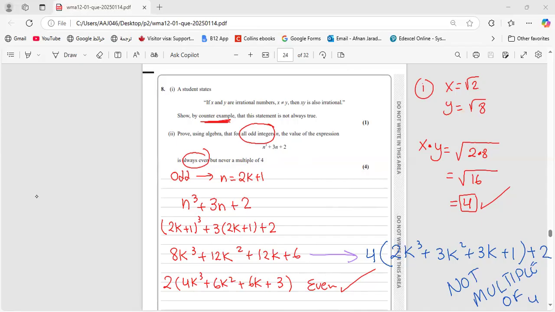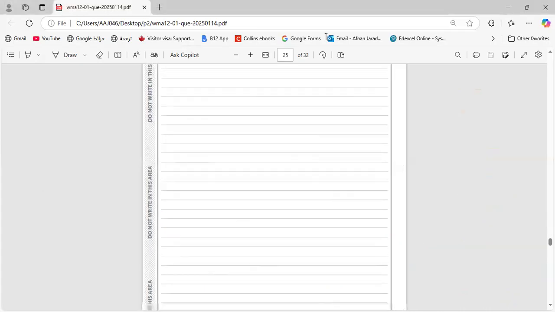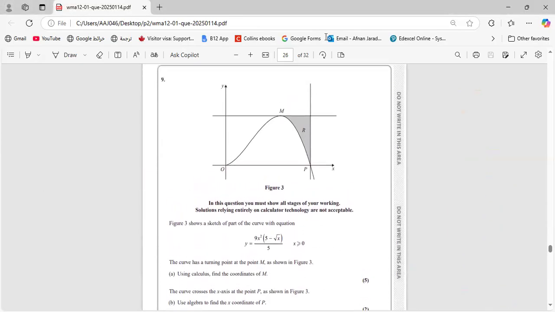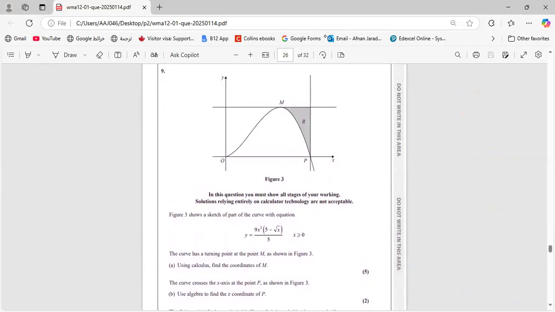From question number 8 to question number 9, which is about the area under the curve, differentiation and integration, which is about calculus. Okay. Question number 9: in this question, you must show all stages of your working. Solutions relying on calculator technology are not acceptable.